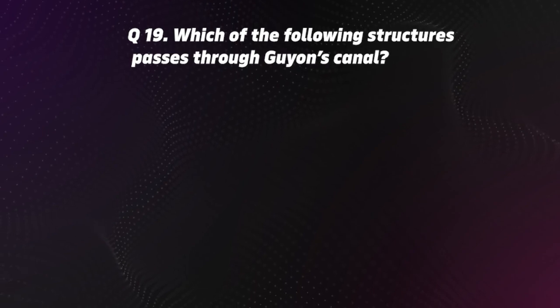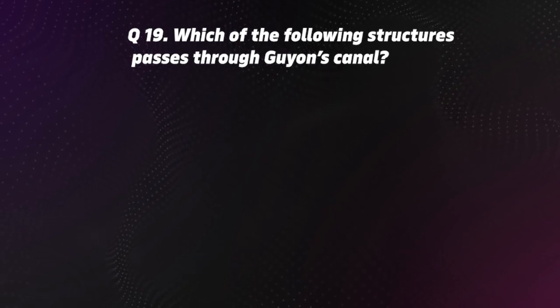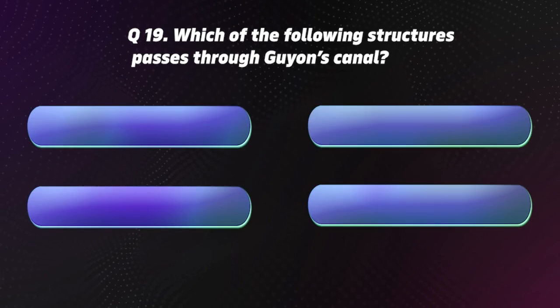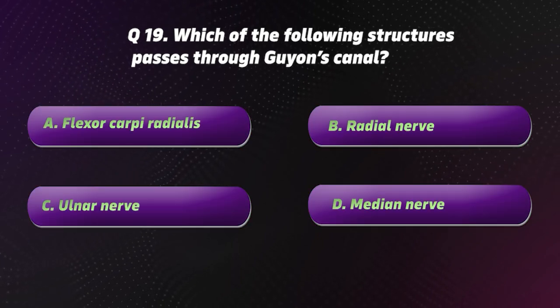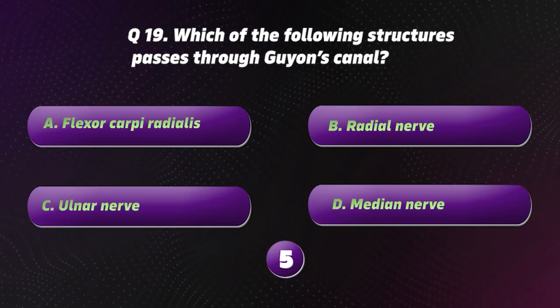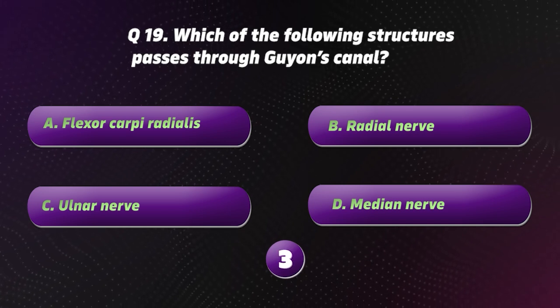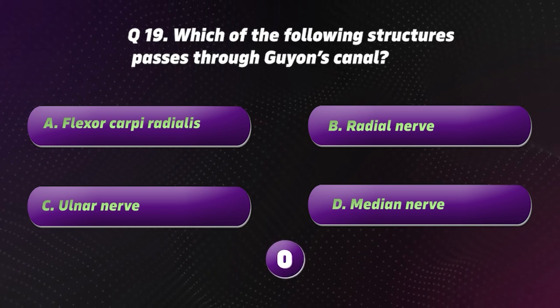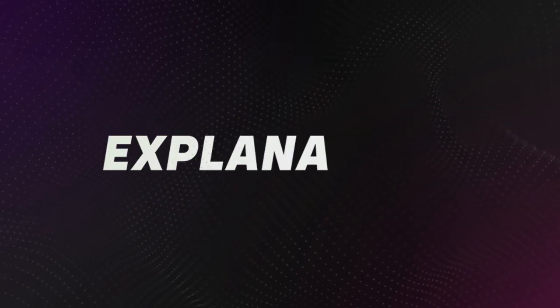Question 19. Which of the following structures passes through Guyon's Canal? Here are the options. A. Flexor carpi radialis. B. Radial nerve. C. Ulnar nerve. D. Median nerve. And the correct option is C. Ulnar nerve. Here's the explanation.